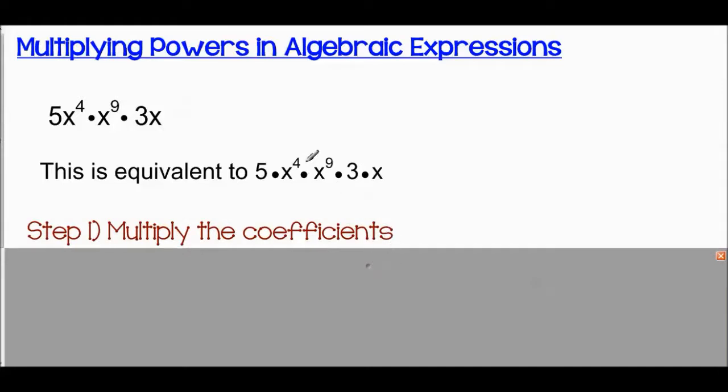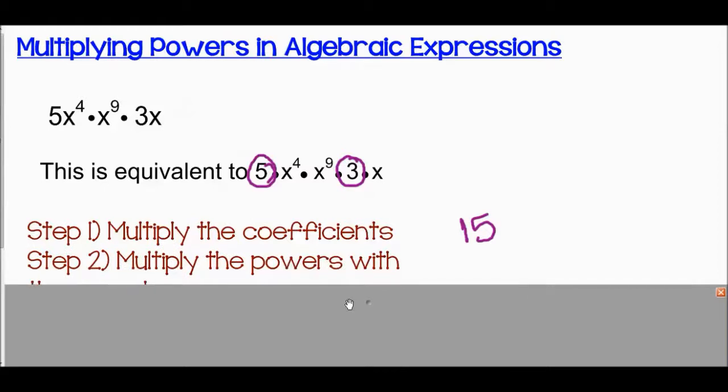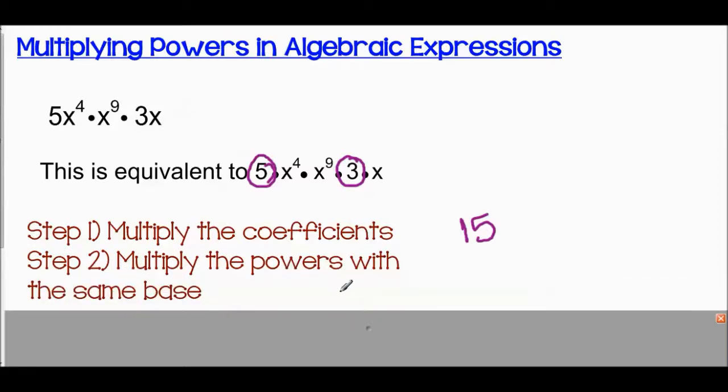So what I can do is I can use the commutative property. I can rearrange the order and I can multiply those coefficients first, 3 and 5, and that's going to give me 15. The second step is I'm going to multiply the powers with the same base. So I have x to the 4th, x to the 9th, and x. Think of that singular x right there as x to the 1st power. So then to multiply all this together, I add their exponents. 4 plus 9 is 13, and 13 plus 1 is 14. So the simplified version of that is 15x to the 14th power.